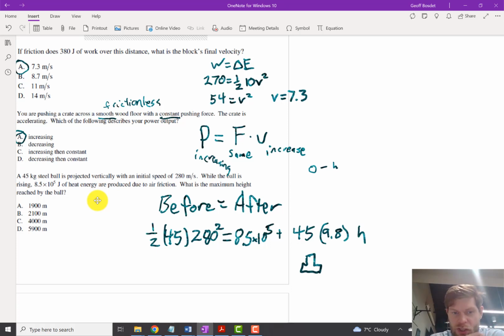At this point, it is just math. I'm going to use my trusty calculator. 0.5 times 45 times 280 squared, minus 8.5 times 10 to the 5. And then take the answer and divide it by 45 and divide it by 9.8. And 2073, really. H equals 2,073. So over 2 kilometers in the air. So this cannon is not messing around.